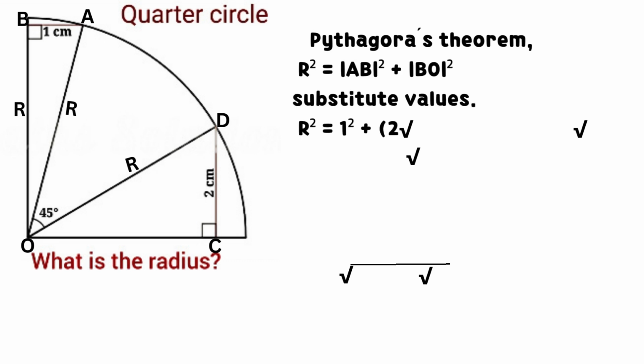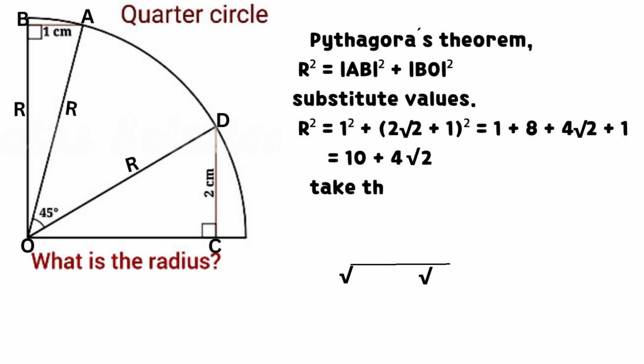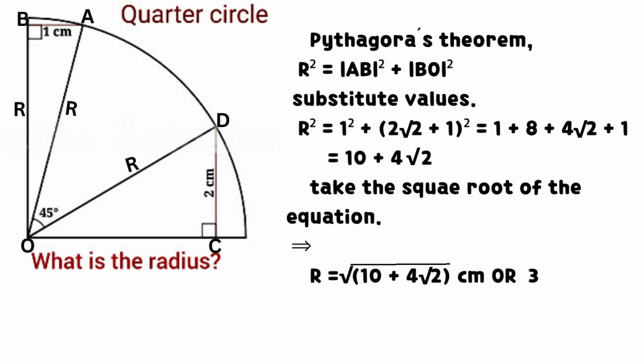Pythagoras theorem. The square of R equals the sum of the square of line AB and the square of line BO. Substitute values, and we have that the square of R equals the sum of 1 and the square of the sum of 2 times the square root of 2 and 1, which equals the sum of 10 and 4 times the square root of 2. Take the square root of the equation. It implies that R equals the square root of the sum of 10 and 4 times the square root of 2 in centimeters, or 3.96 centimeters, to 2 decimal places.